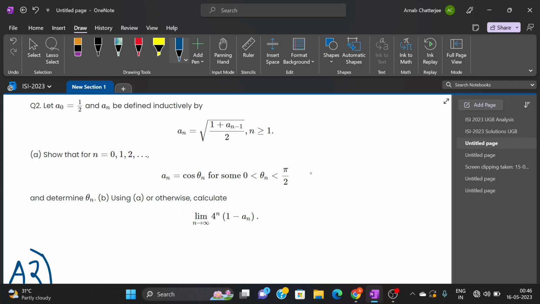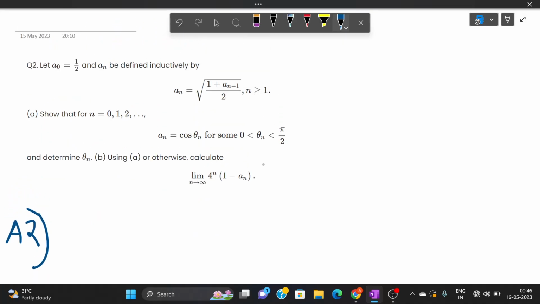Okay, so first we'll discuss problem 2, that is from the calculus and recurrence relation mixed. The problem says: let a naught equal 1 by 2 and a n be defined inductively by this function. Inductive definition means that there is a relation between a n and a n minus 1. Show that for n equal to 0, 1, 2 and so on, a n is equal to cos theta n for some theta n between 0 and pi by 2, and determine theta n. Using this or otherwise, calculate the limit as n tends to infinity of 4 to the power n into 1 minus a n.